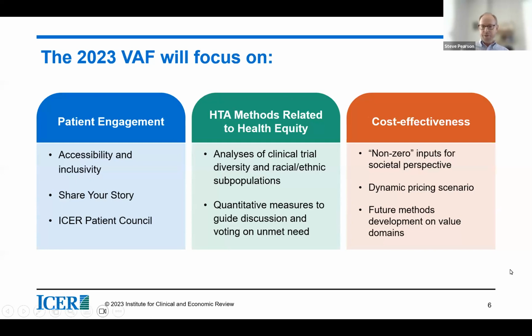Now, cost effectiveness is frequently a hotbed of input and controversy in some ways because the methods in any academic field are constantly evolving, and yet there are reasons to sometimes go fast and sometimes go slow. So we're going to talk about our approach, mainly the changes this year related to our non-zero input into our societal perspective around productivity. I'll mention our final approach to dealing with what can be called dynamic pricing as part of a scenario in cost effectiveness, and then a guide to our future methods development on the different value domains and potential modifiers of value that academics and many policy people have been talking about.